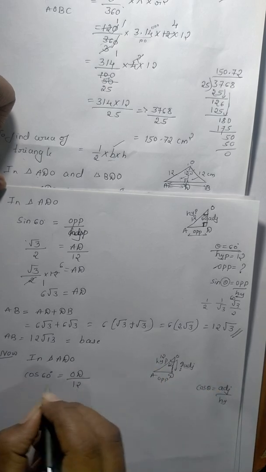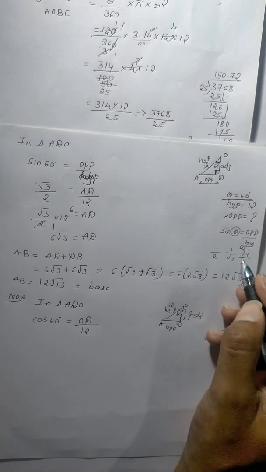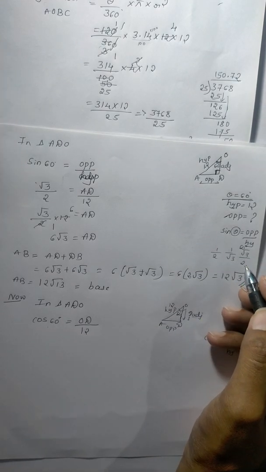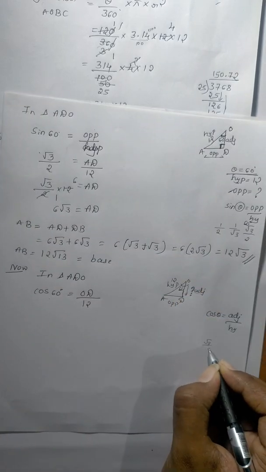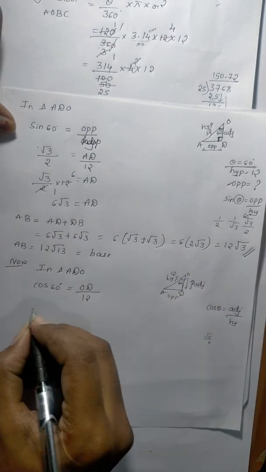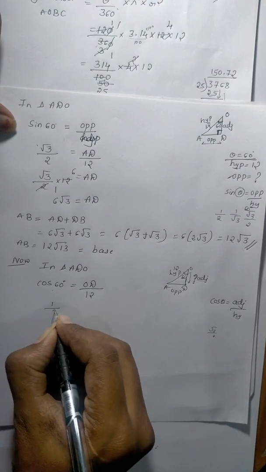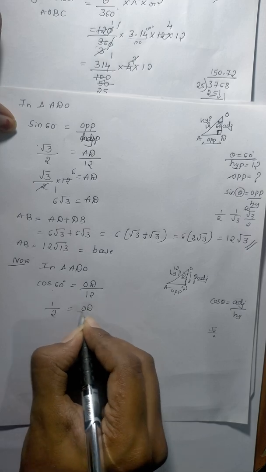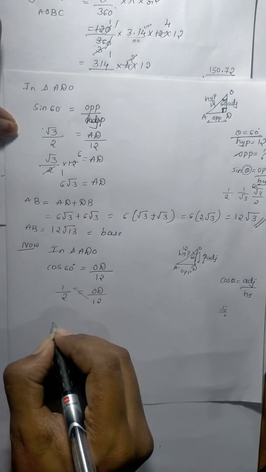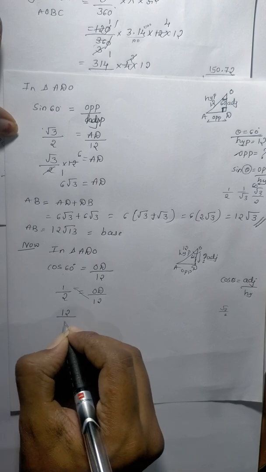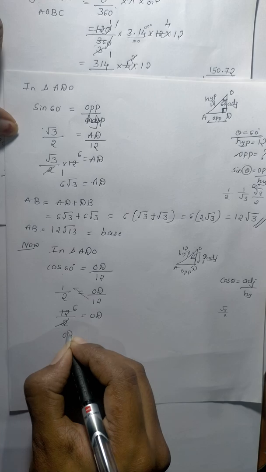12. So for cos theta the values are 1 by 2, 1 by root 2, root 3 by 2, and for sine the reverse. You should remember these values when you are studying. So 1 by 2 is equal to OD divided by 12. Cross multiplication, 12 divided by 2 gives OD, which is 6. So OD is equal to 6 centimeters.